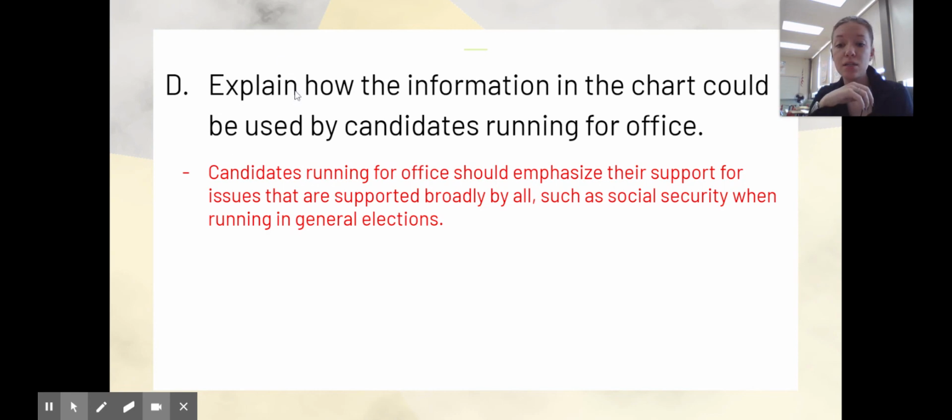Now, again, this is an explain. So you would want to say they would want to emphasize their support for these issues because, right, how would that help them when they're running for office? That's the explain part of this.